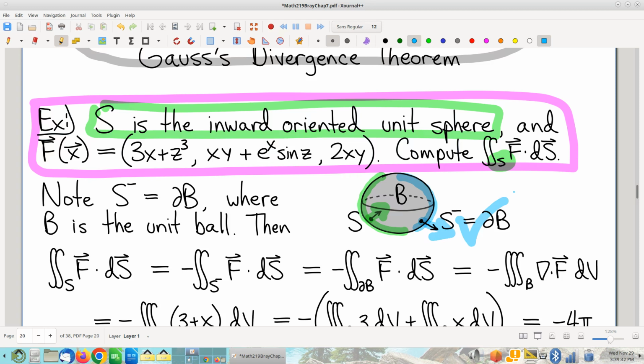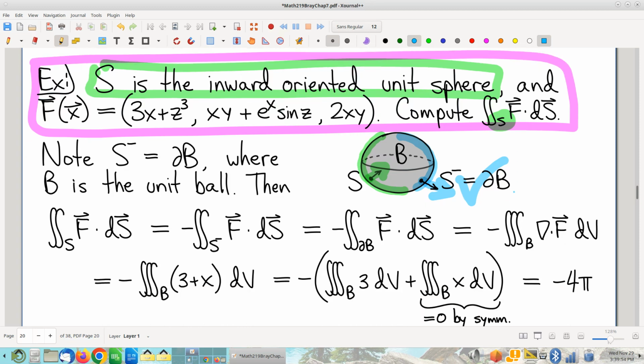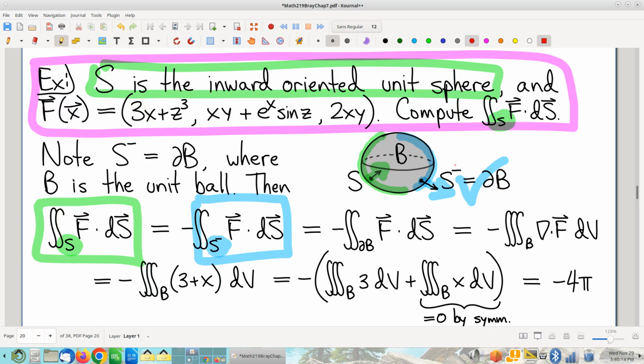Is that cool? Everybody comfortable with that? So really, orientation was our only problem. The sphere, outward oriented, is a boundary. So what we're going to do, and this is just like the first example we did with Green's theorem a ways back, we're going to observe that the flux I've been asked about and the flux that would be so much easier to compute, because this surface in blue is a boundary, those two surfaces differ only in the orientation, and you can deal with orientations with a minus sign. Everybody good?